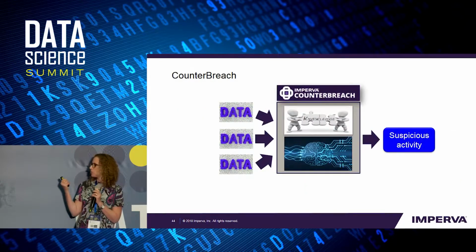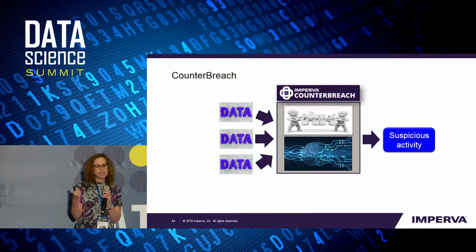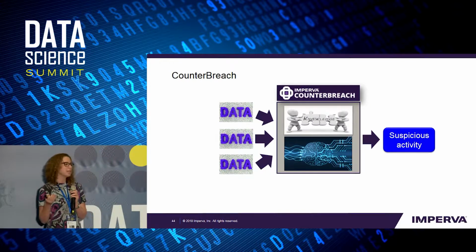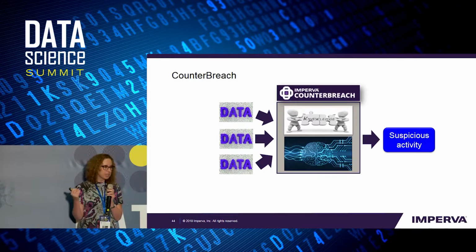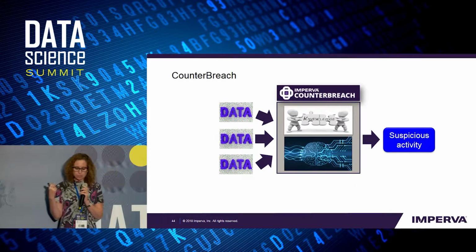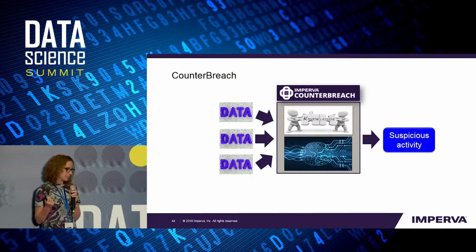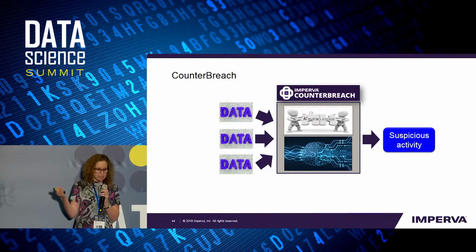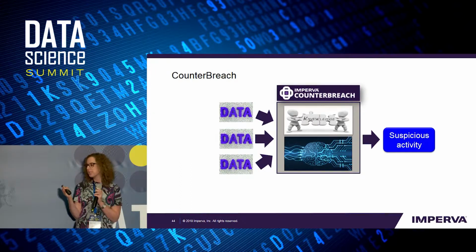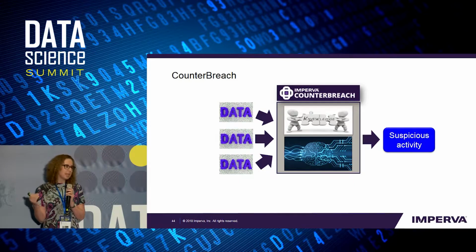The way that Counterbreach works is the following. It gets access logs to file servers and to databases in the organization, and without any prior knowledge of the organization, it applies domain knowledge-based machine learning algorithms in order to detect suspicious activity in the organization. Suspicious activity in the organization could be a hacker in action, a real breach that happens in the organization, or a security bad practice that is likely to be exploited by an attacker, by a hacker.